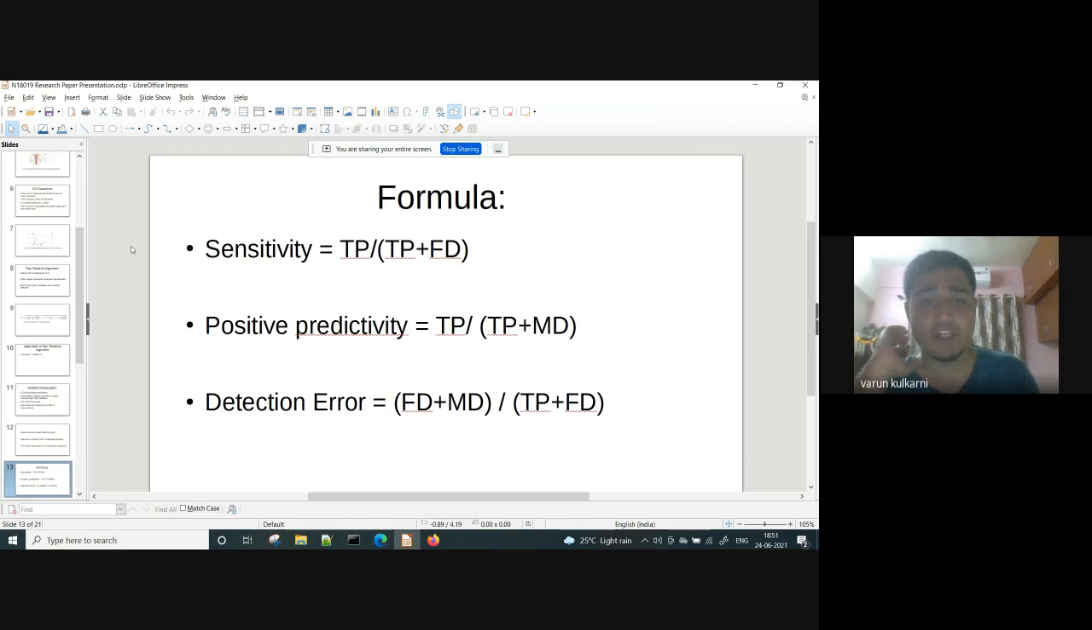And then coming to positive predictivity, which is equal to TP upon TP plus MD, which actually means the total number of points detected upon the sum of total number of points detected plus the number of misdetections. This gives us positive predictivity. And coming to detection error, which is FD plus MD upon TP plus FD.